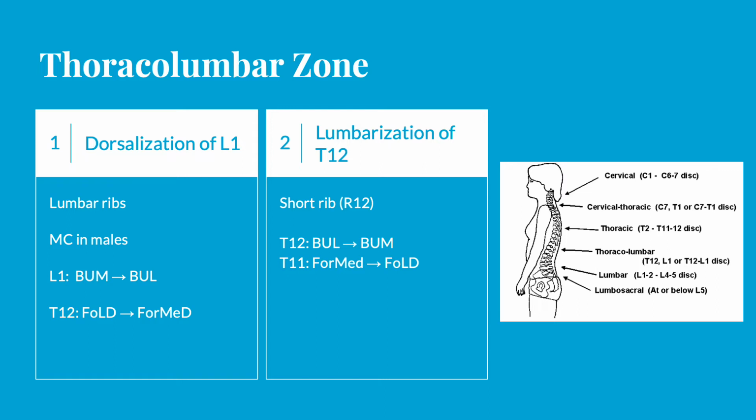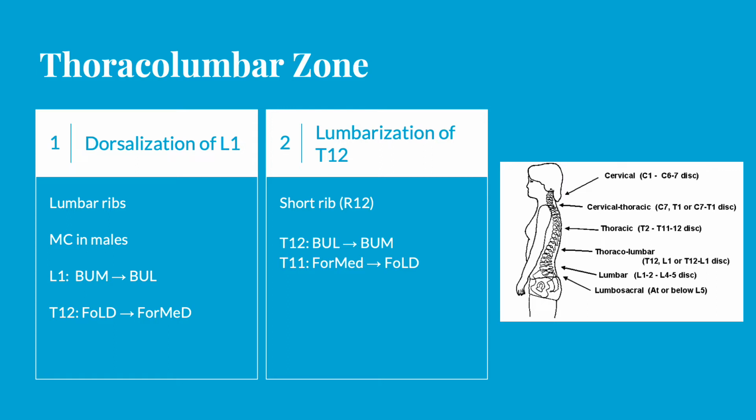The thoracolumbar zone, so the TL junction, again, this is a little bit redundant, but hopefully it makes sense. Dorsalization of L1. L1's trying to look more like a thoracic. You could have lumbar ribs, so that's going to be more common in males. And remember that mantra of women above men. So if you think of it, just a cervical rib is going to be more common in women, so that would be dorsalization of C7. And a lumbar rib is going to be more common in men, so that's a dorsalization of L1.